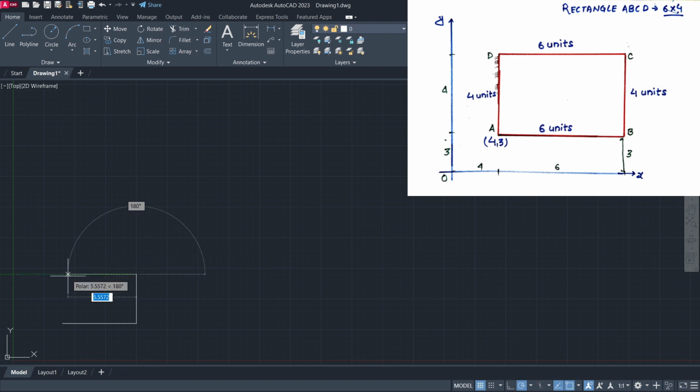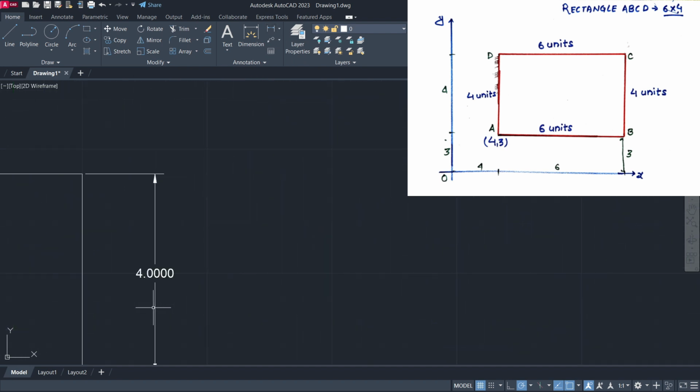So the third point has also been defined. And now for the fourth point, we have has 4, comma 7. The fourth point has also been defined. And now to close this figure, what you can do is you can just press C, enter on your keyboard. You can see here the figure has been closed, and the rectangle that you wanted to draw has been drawn now.